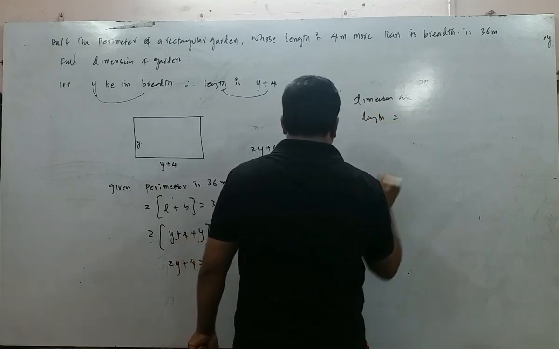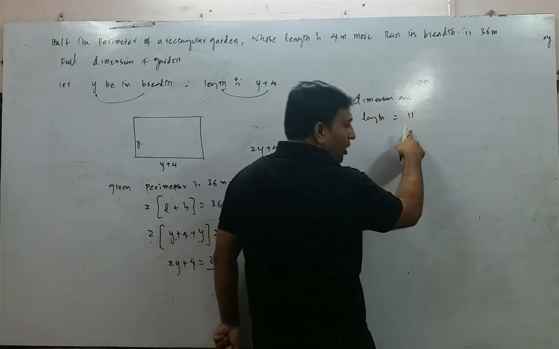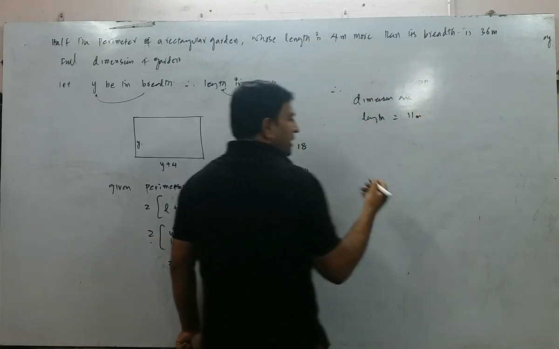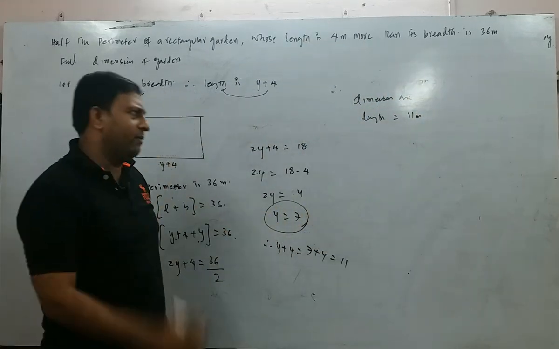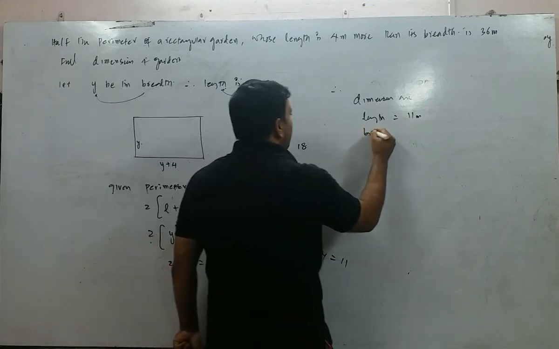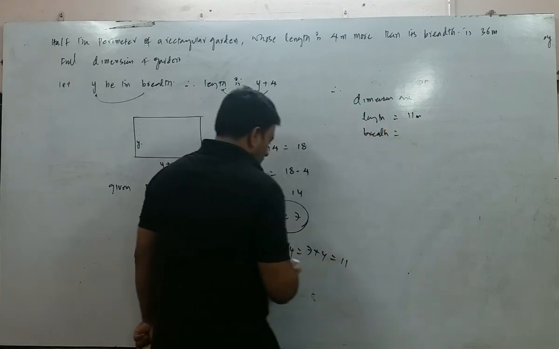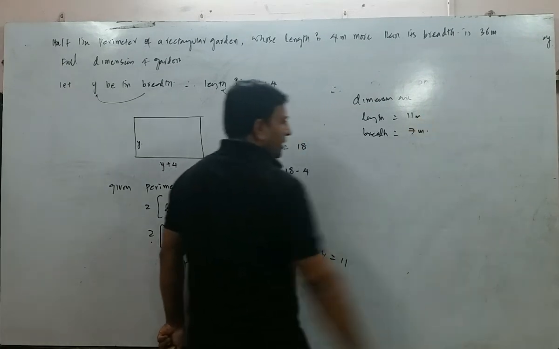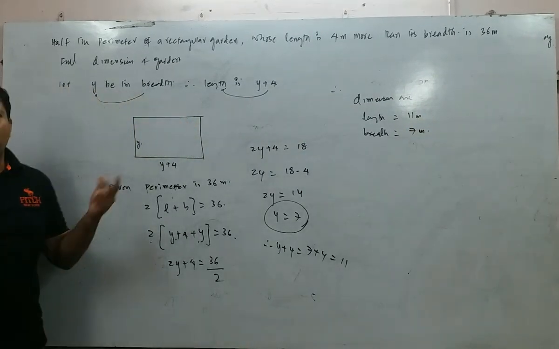Length is equal to 11, and I told you always you have to mention units. Here in the problem the units are meters, so I will write meters. If it is not mentioned, just write units and leave it. Now length is equal to 11 meters and breadth is equal to how many meters? Breadth is equal to y. What is y? y is equal to 7 meters. So I am sure you understood how a problem is done.